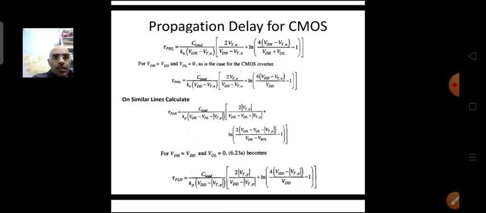Now consider the special case when VOH is equal to VDD and VOL is equal to 0, because it is a CMOS inverter. The previous equation was a general equation, and for a CMOS inverter VOL becomes 0 and VOH is equal to VDD. So you can write the equation in terms of VOH and VOL if you are using any other components, but in terms of VDD and 0 if you are using a CMOS inverter. Okay, so this is how you determine tau PHL.